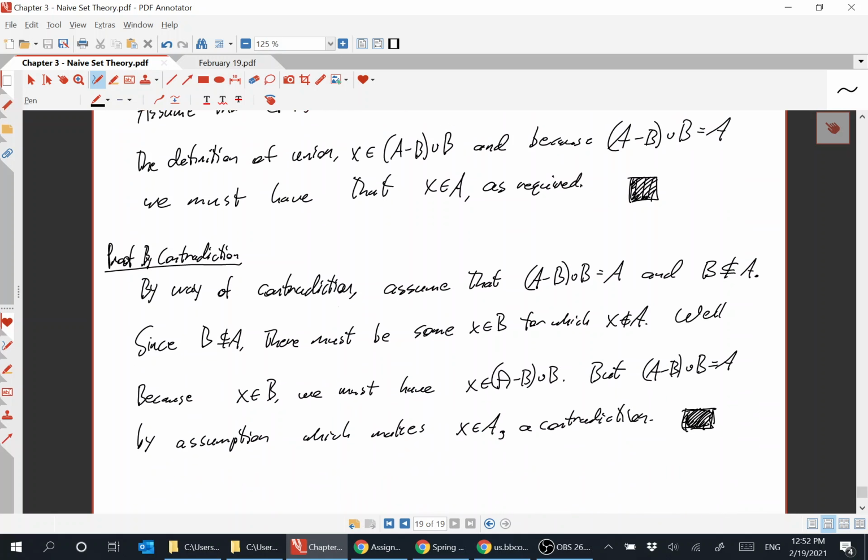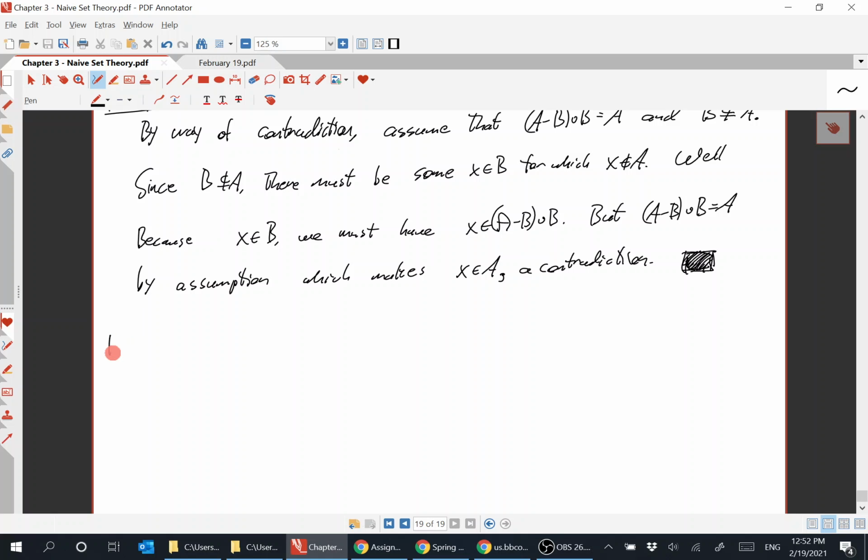So we had a direct proof and a proof by contradiction. Let's do proof by contrapositive.